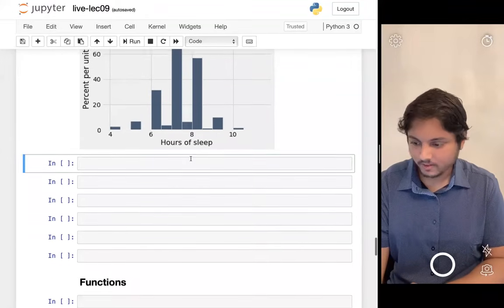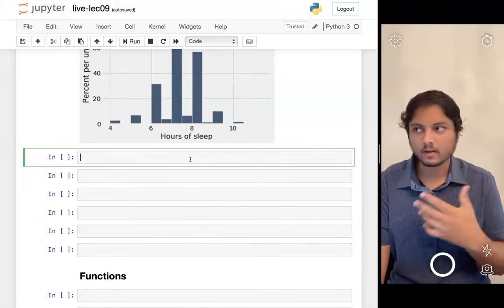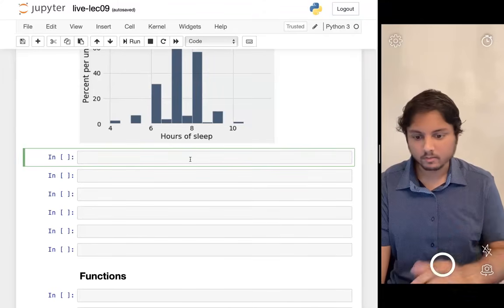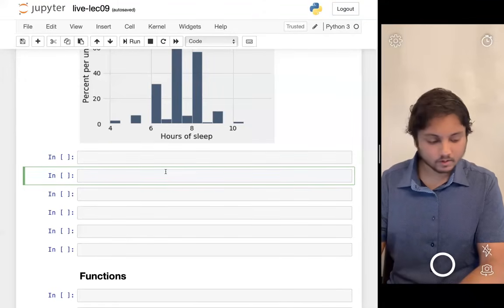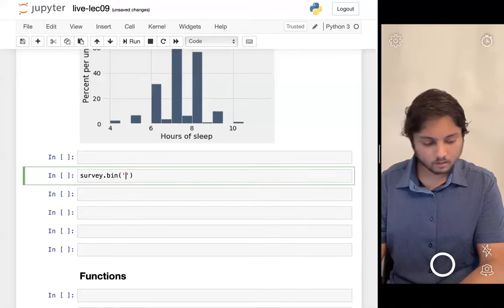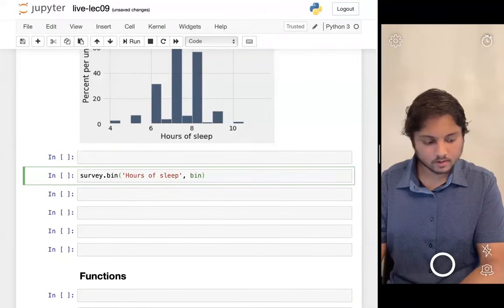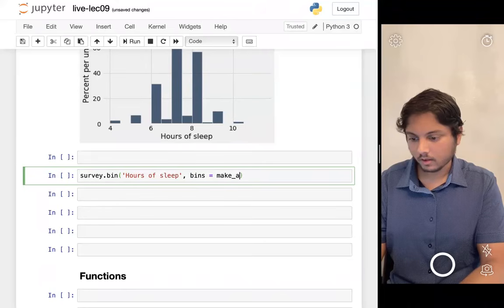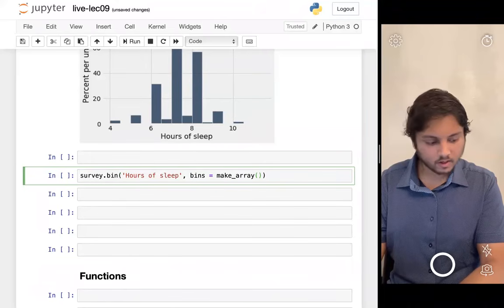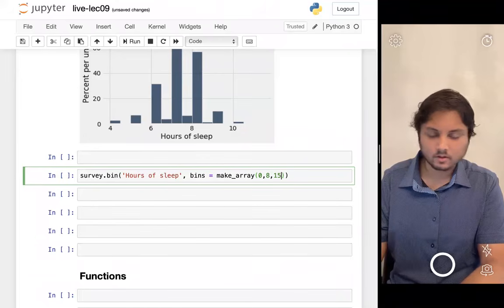Cool. And then one last thing I want to do is see how many people get at least 8 hours of sleep, because that's the recommended amount. You should be getting around 8 hours of sleep or so. So we can do that as well. One way to visualize this is we can just bin the data. So we could do survey.bin hours of sleep. And then we can bin this using our own array, where it'll say 0 to 8, and then 8 to 15. I'm just going to do 15 just to be safe.